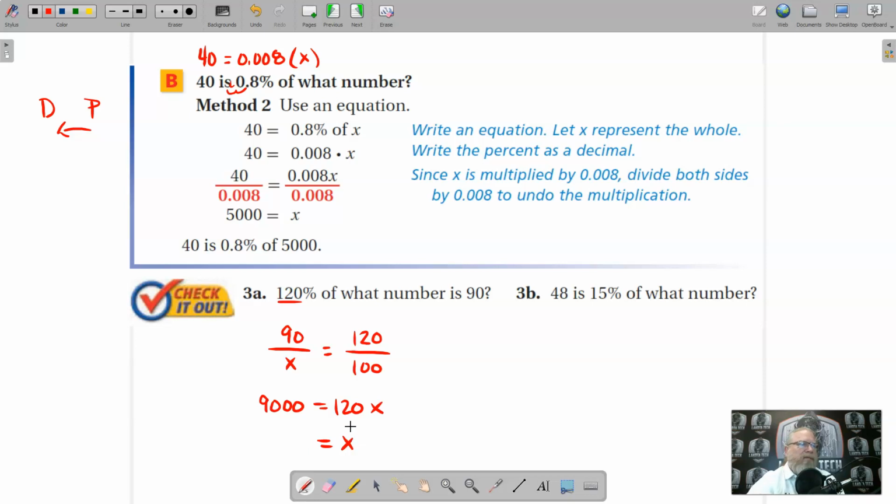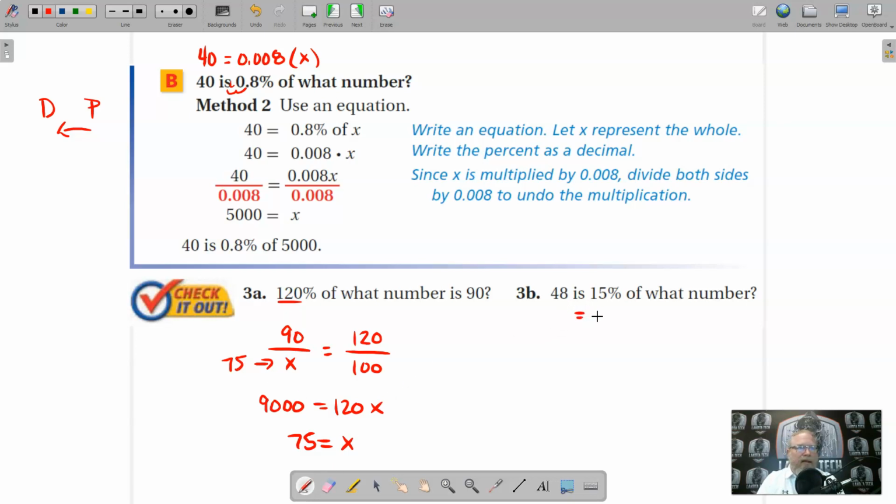I'm trying to mental math that one. It's not coming to me that easily. So let's do 9,000. We're going to divide it by 120, and I'll probably be like, oh, I should have known that. It's 75. So x equals 75 up here. So does that make sense? Well, 90 is greater than 75, and we're looking for more than 100%, so we should expect the part to actually be greater than the whole. So the answer does make sense.